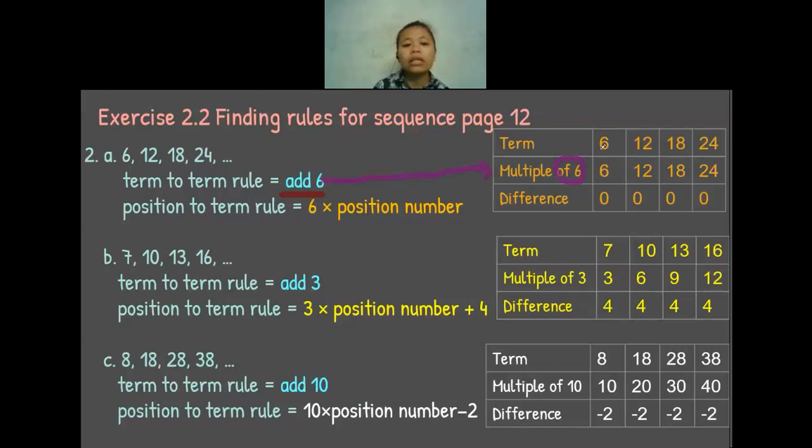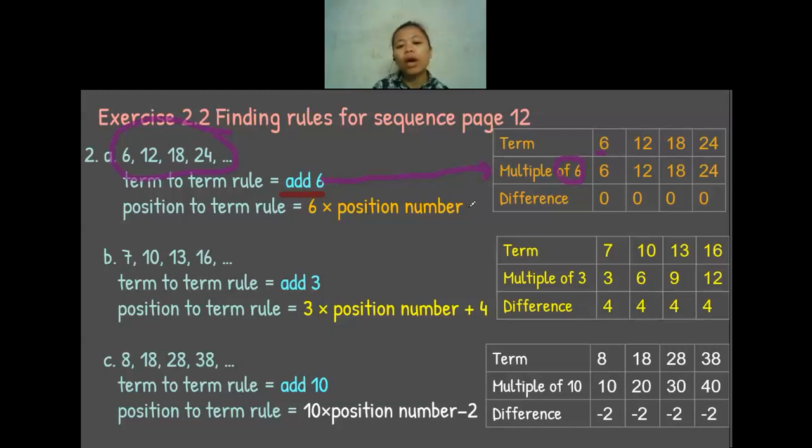The terms here depend on the sequence given. The sequence is 6, 12, 18, and 24. That's why it will be 6, 12, 18, 24 for the terms. And then for the multiples of 6, you have to find 6 times 1, 6 times 2, 6 times 3, 6 times 4. When I check the difference, 6 minus 6 is 0, 12 minus 12 is 0, 18 minus 18 is 0, 24 minus 24 is 0. So for the position to term rule, it will be only 6 times position number.